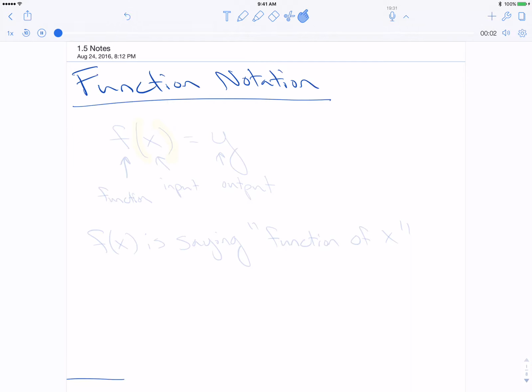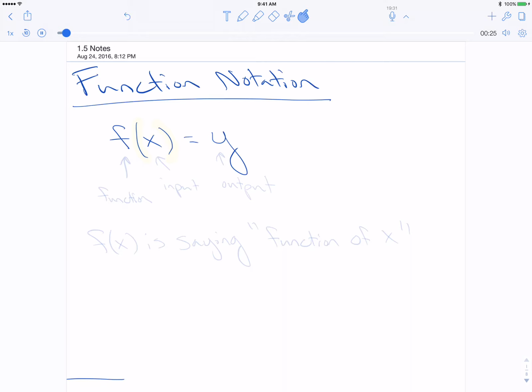Section 1.5 is about function notation. So we talked a lot about whether an equation represents a function or not, why, and so forth in the last section. Now we can talk about function notation, where we use f of x is equal to y, as we've been using it before.